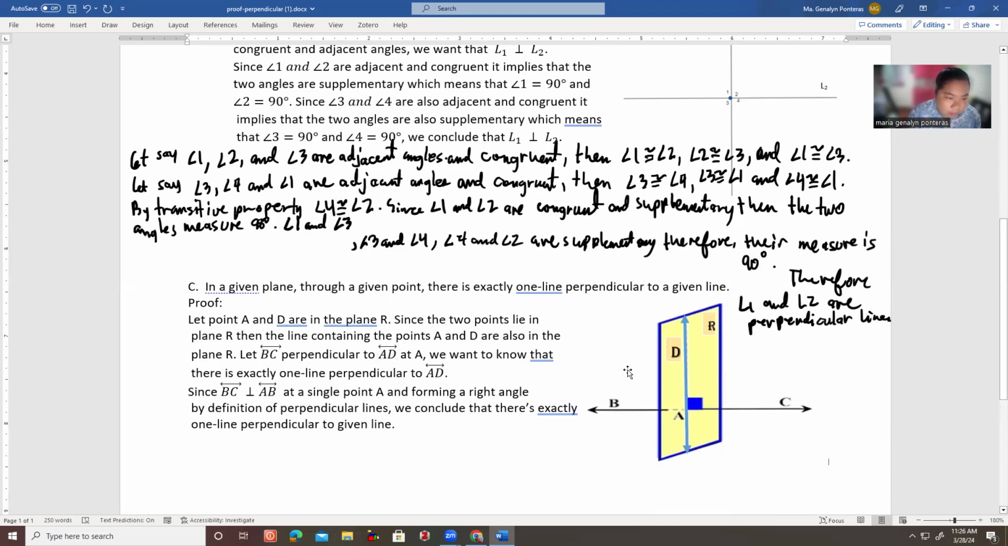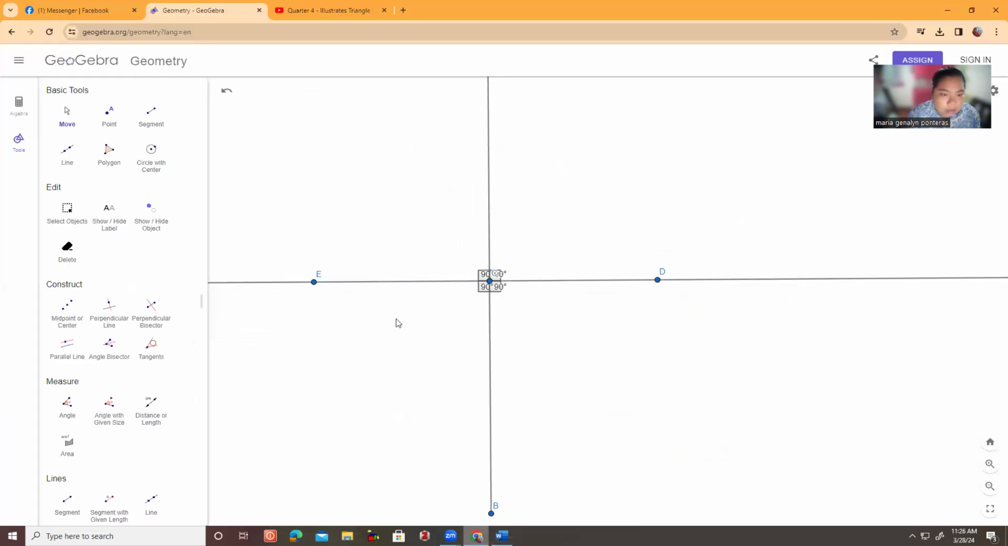So this is the proof. Since BC is perpendicular to AB, I think it's AB, it's a typo, AB about a single point A and forming a right angle, by definition of perpendicular lines, we conclude that there's exactly one line perpendicular to a given line. So let's try to make it in GeoGebra.